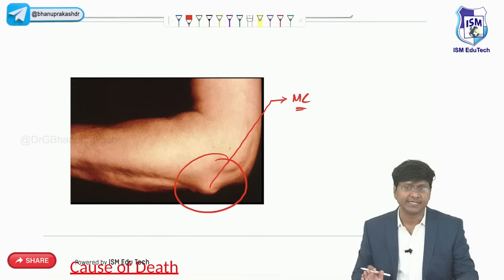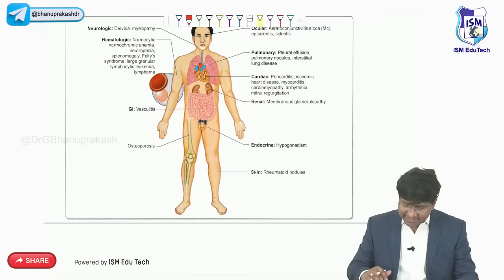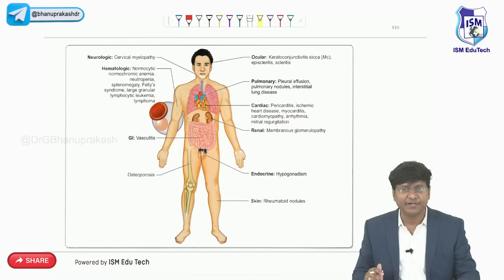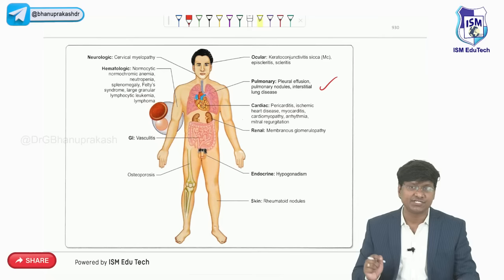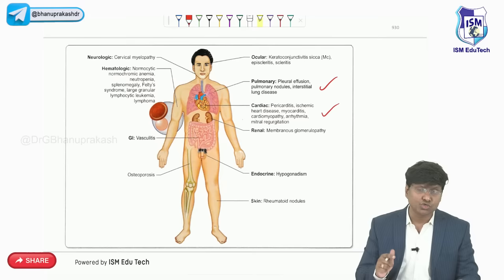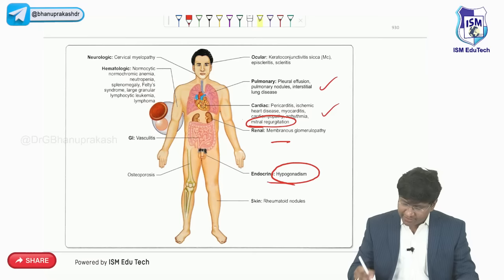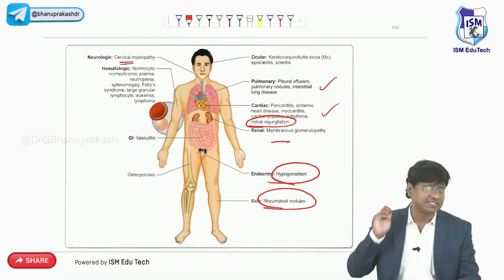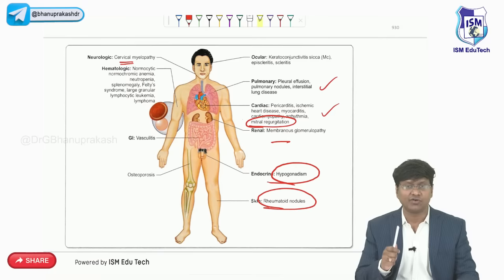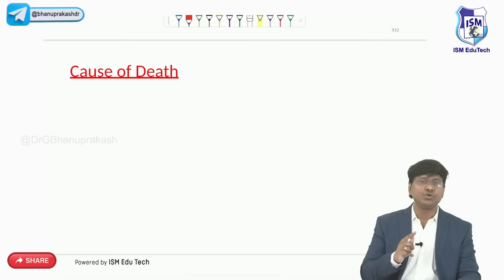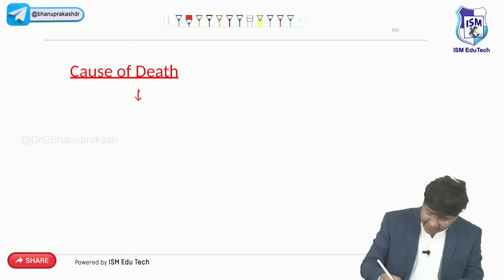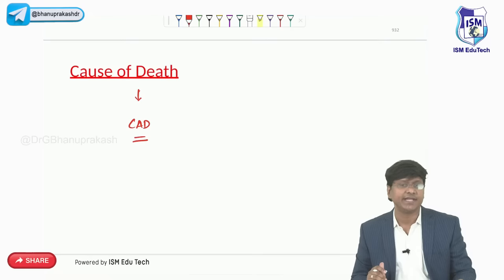And you have many other extra-articular manifestations. Within the eye, there can be development of Sjögren's and scleritis. Within the lung, there can be pleural effusion and interstitial lung disease. Within the heart, there can be pericarditis, myocarditis and endocarditis. The most common valve affected is the mitral valve causing mitral regurgitation. Kidney involvement will be in the form of membranous glomerulopathy. Endocrine involvement will be hypogonadism. Skin involvement will be rheumatoid nodules. Even the cervical spine is affected, that is cervical myelopathy. Hematological manifestation will be normocytic, normochromic anemia. So, this will be the extra-articular manifestation. And you should know the cause of death in these individuals. The cause of death in patients with rheumatoid arthritis will be coronary artery disease. Okay? Next. You see the next question here.